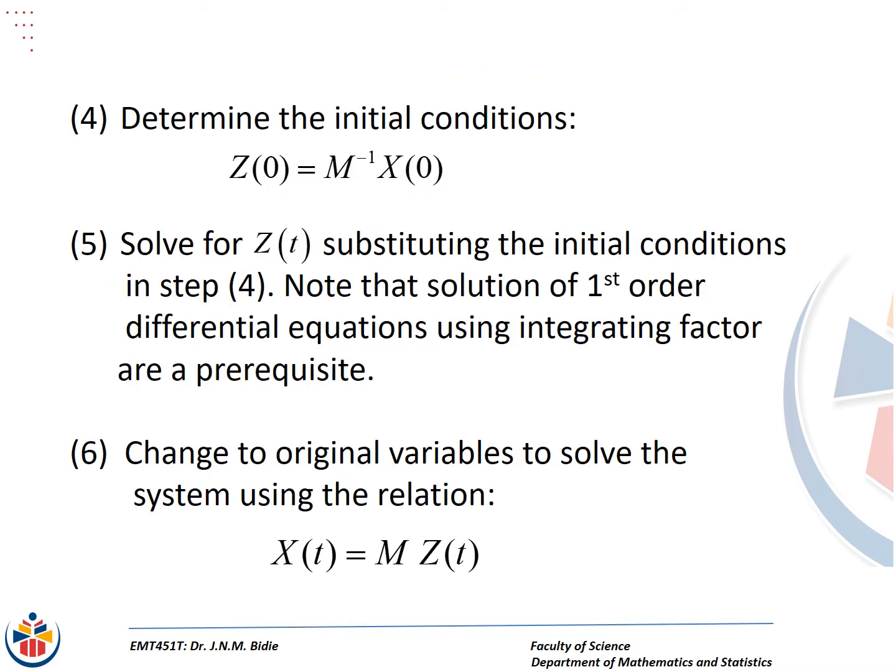So the initial conditions now change. Remember, in order for you to calculate capital letter B, you multiplied the original small letter b with M inverse. Now, in order for you to get the initial conditions, you multiply the original x conditions, or your original initial conditions, by M inverse. Then you'll have sorted everything out. What we do afterwards is solve for z of t. Once you've solved for z1 and z2, substitute the initial conditions to take care of the constants.